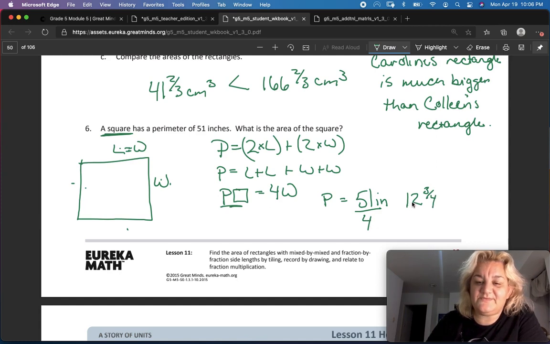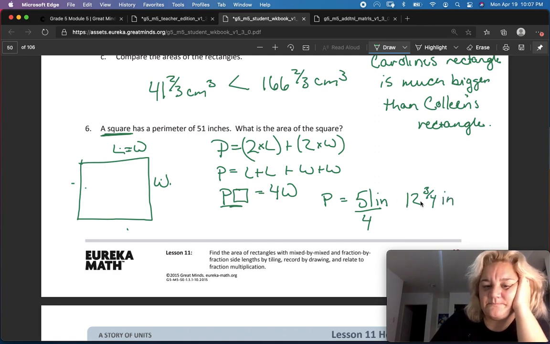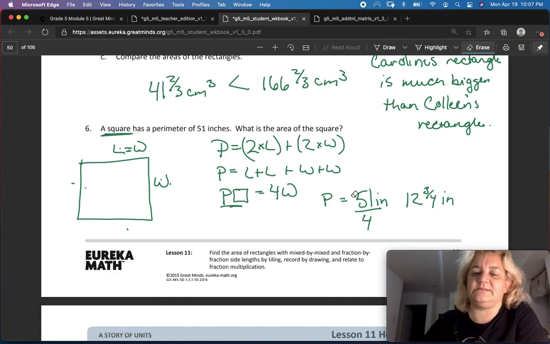4 times 12 is 48. And 4 times 3/4 would be 12/4 would be 49, 50, 51. Okay, so each side is 12 3/4 inches. Do you see how I got that? I'm going to erase this and show you one more time. And I can check my work.